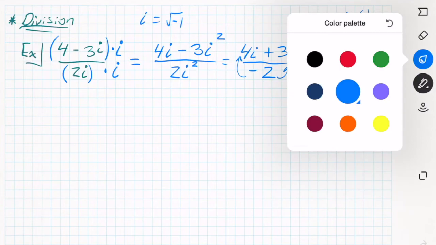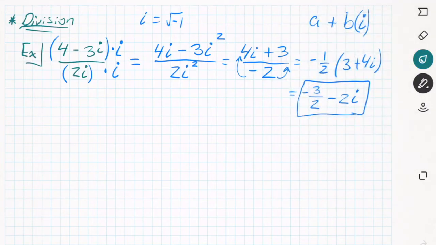All right, so the problem comes when we flip this fraction around. So what if I wanted to do the reciprocal? 2i over 4 minus 3i. Well, then we're going to have to play a small game.